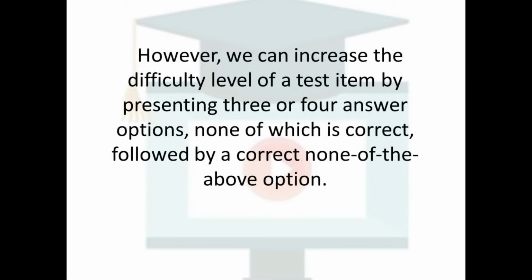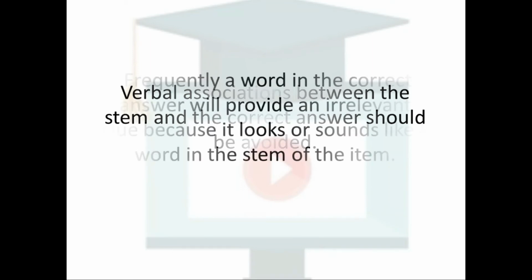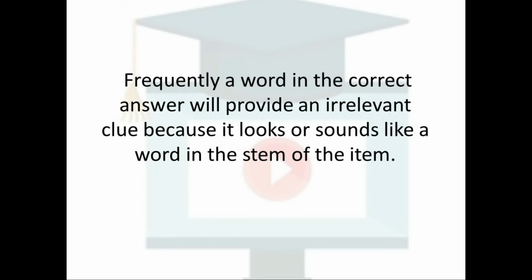However, we can increase the difficulty level of a test item by presenting 3 or 4 answer options, none of which is correct, followed by a correct "none of the above" option. Verbal associations between the stem and the correct answer should be avoided. Frequently, a word in the correct answer will provide an irrelevant clue because it looks or sounds like a word in the stem of the item.